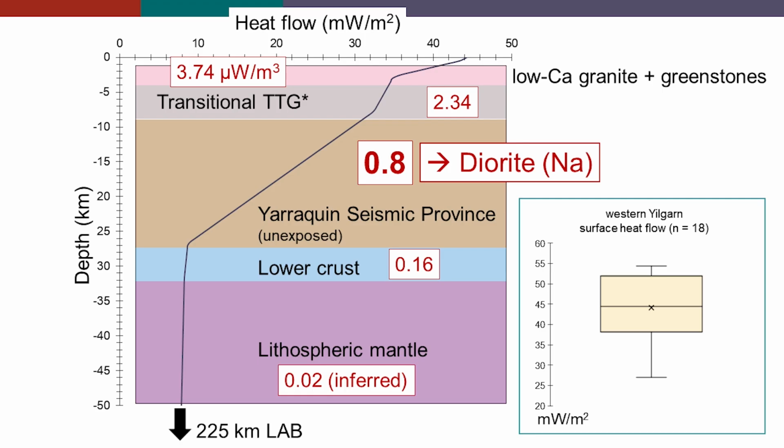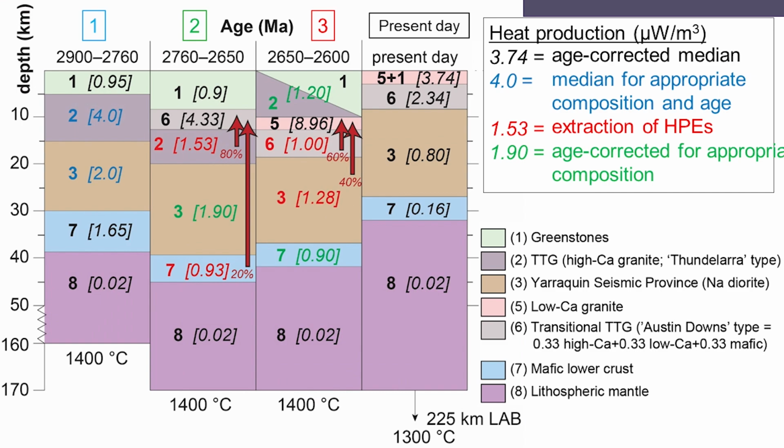Am I suggesting that that's a sodic diorite? Not necessarily, but it gives us a really useful range of compositions when we start thinking about past heat production through the crust, through the part of a crust we know nothing about. Okay, this looks very complicated. It actually is a very, very simplified figure.